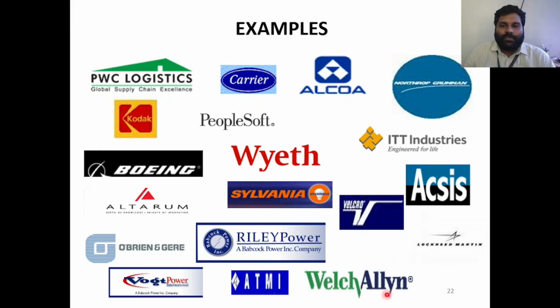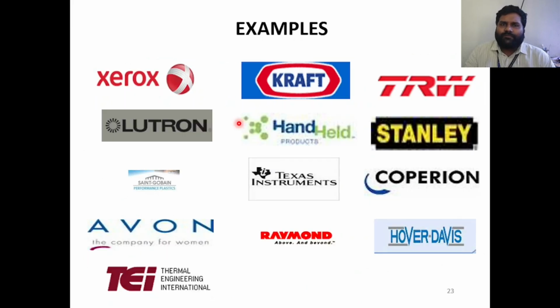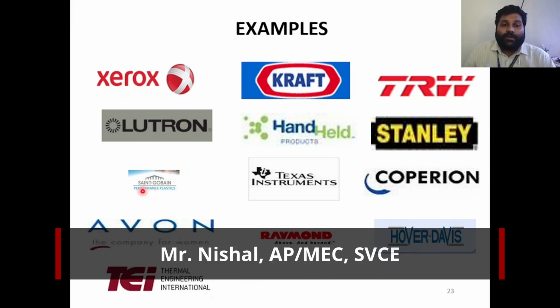Altram, we have seen that. So it's an innovation concept. PeopleSoft, we have seen. So these are the various companies which you have seen. Xerox is one of the biggest companies. Avon, one of the biggest brands for women. Saint Gobain, as we have seen, in every automobile, we have seen Saint Gobain.